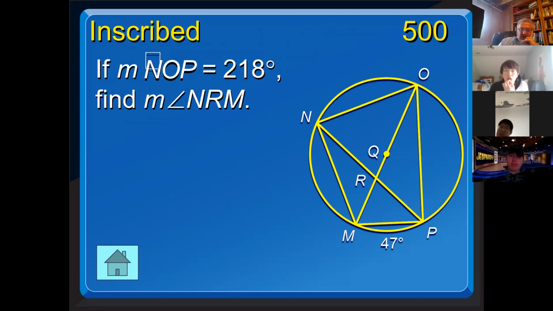This is not an easy one, that's for sure. Wait, give me a second. I want to draw a diagram on my paper. NOP. By the way, that's a measure. That's arc NOP, right? Right, arc NOP is 218, because you can't really have angles that are more than 180. At least we've never used them in this book, right?